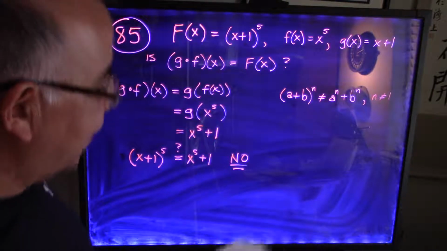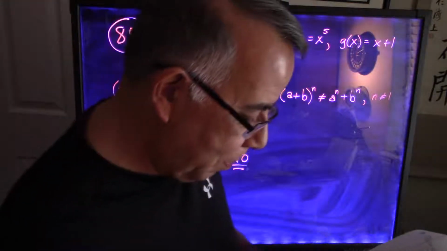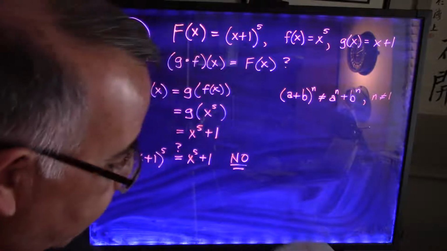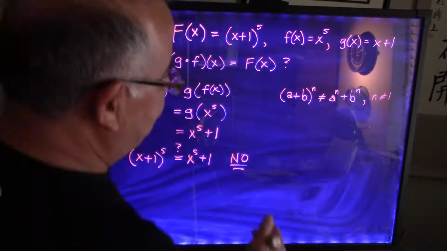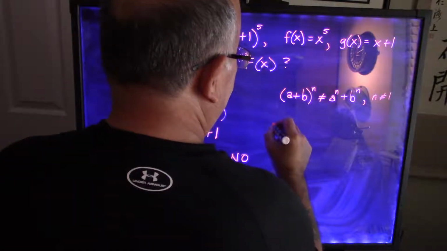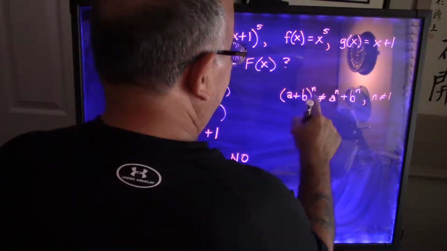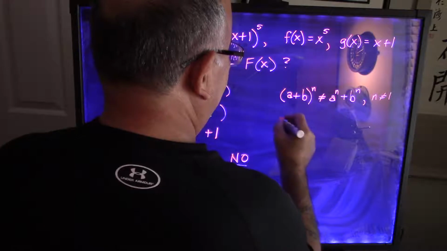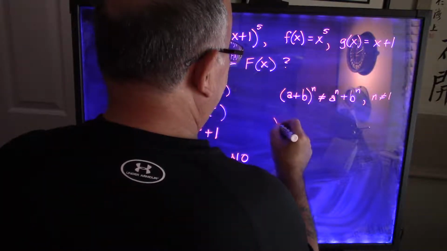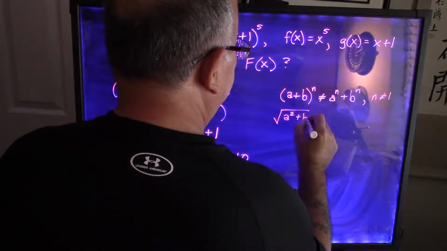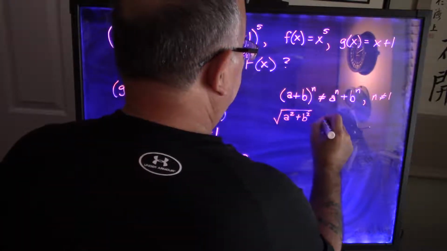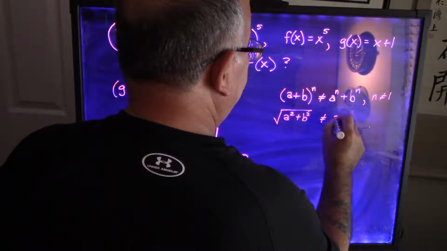So if n is anything else, it's no good, all right? It also works for fractional powers. We talked about this before. If n is some fraction, the same thing applies. So if you had the square root of a squared plus b squared, that does not equal a plus b.